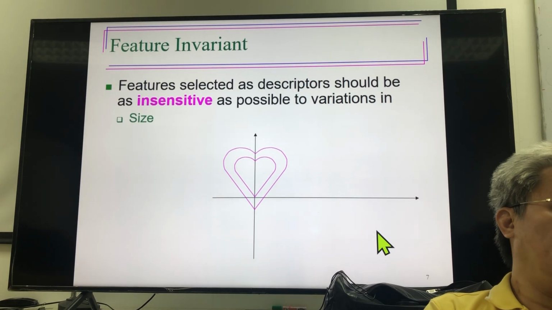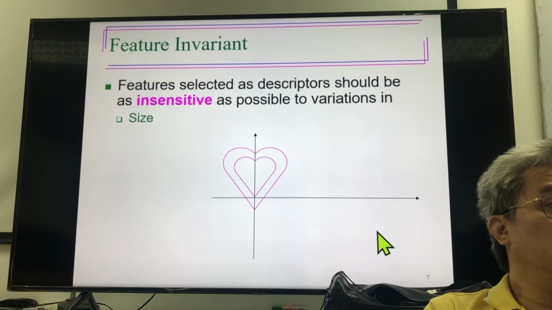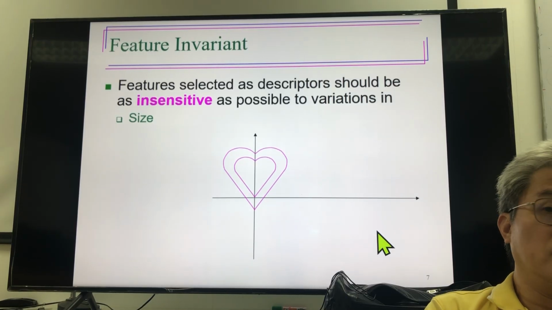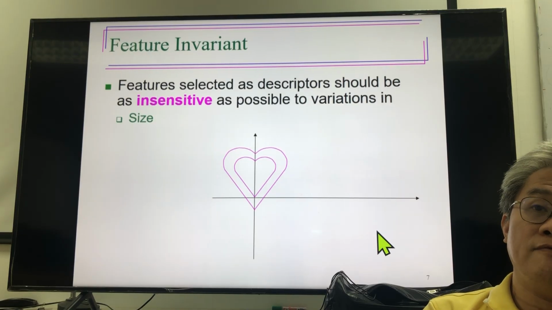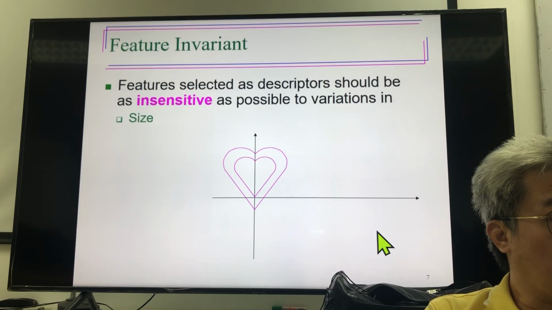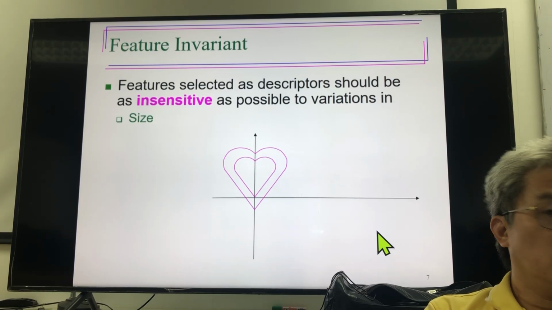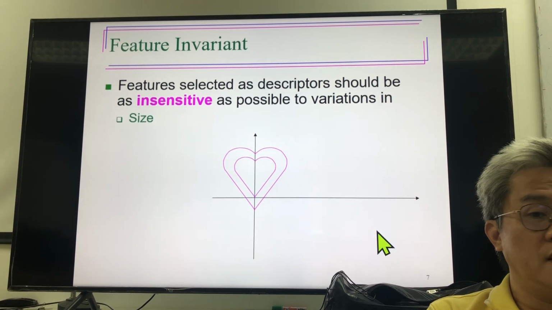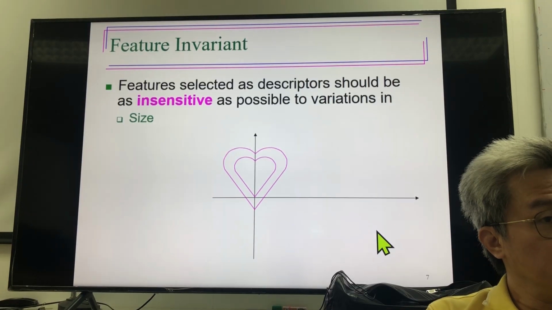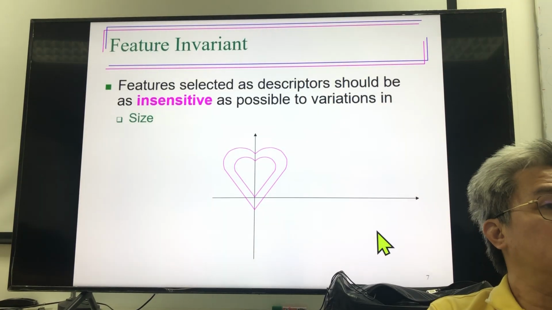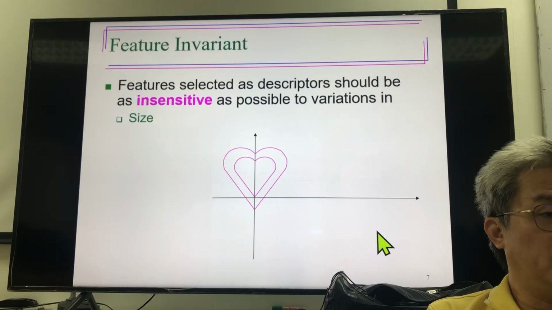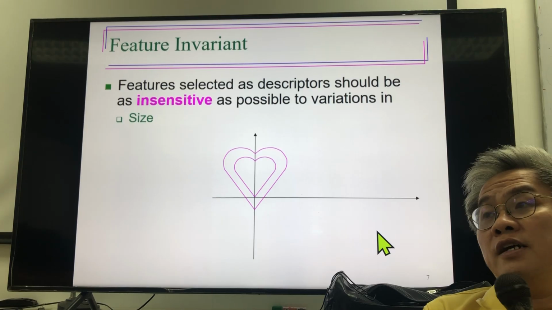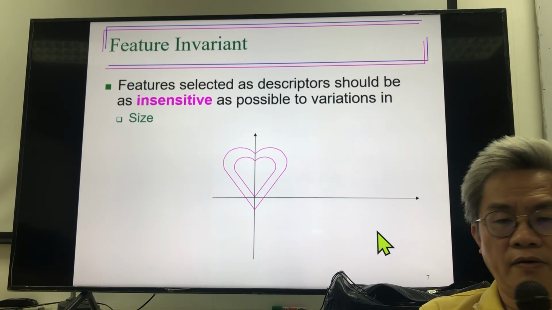In that case, if you use the number of pixels, it might not be good because it varies depending on the size of the object. So sometimes we don't want the descriptor to be sensitive to size. That means even though you get a different size of the object, it should be represented by the same set of descriptors. We call this set of descriptors invariant to size.